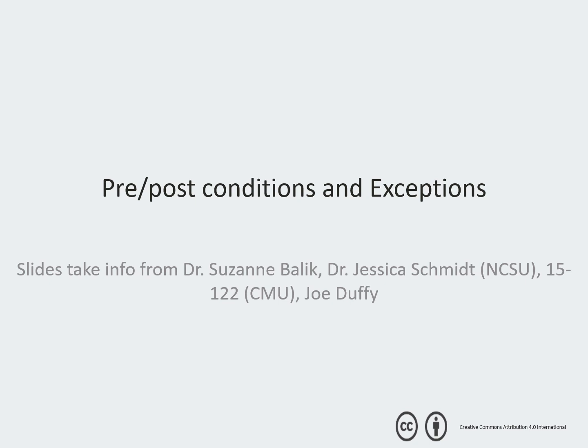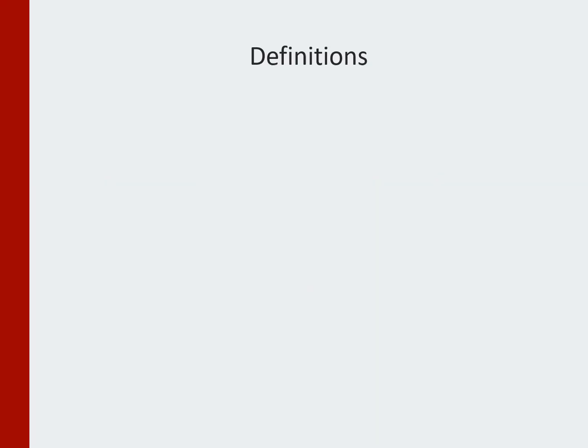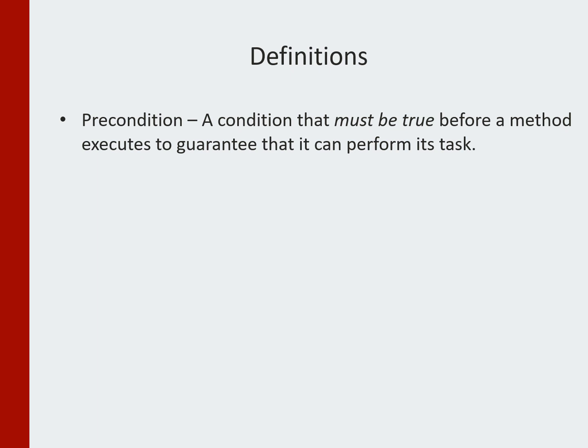In this video, I'd like to talk about preconditions, postconditions, and exceptions. Let me start out with some definitions. A precondition is a condition that must be true before a method executes to guarantee that it can perform its task. So we've talked about methods already, and we've described the inputs to that method. And now what we can do is think about what those inputs are going to look like.